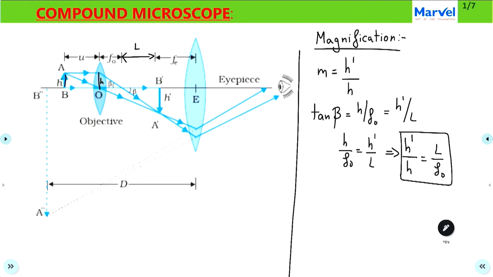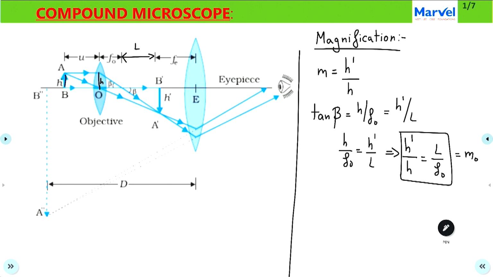So this is the amount of magnification that is being produced by the objective lens. That's why I just call this M O, which indicates the magnification produced by the objective lens.